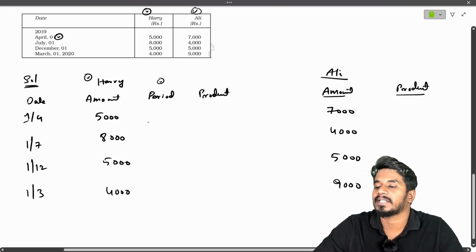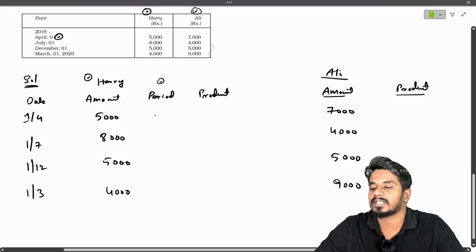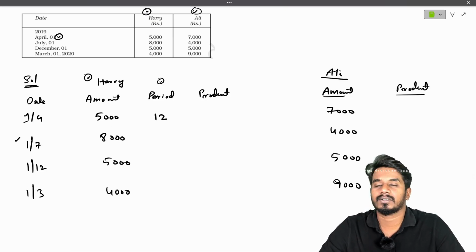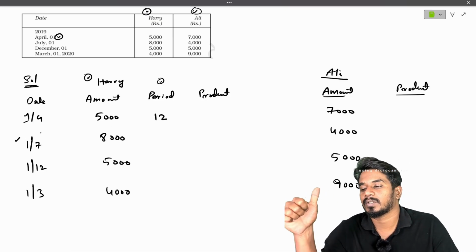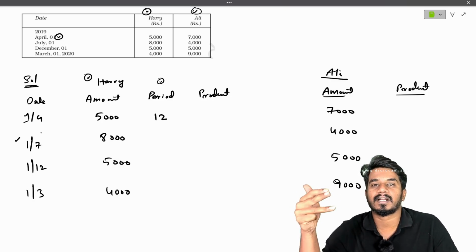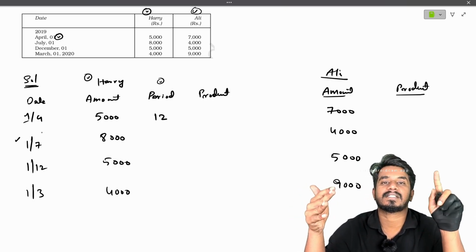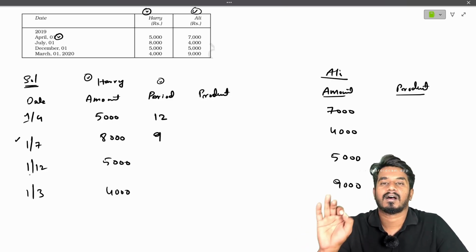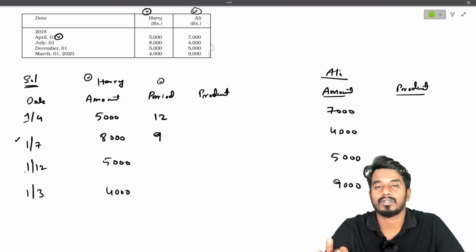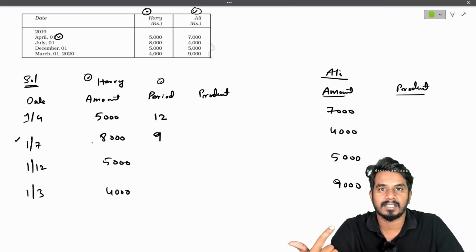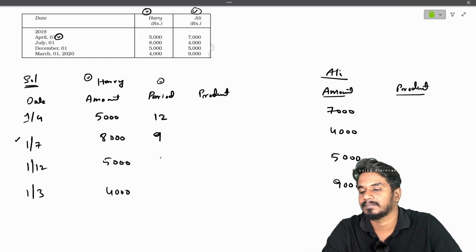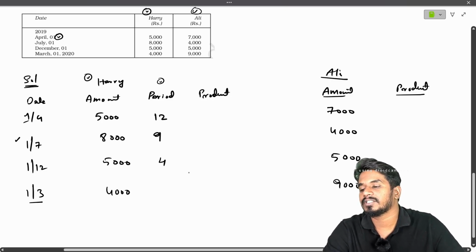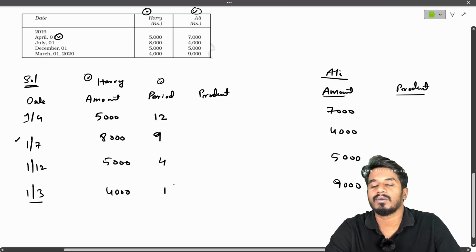So let us calculate the period. From 1st April to 31st March, it is 12 months. Fine. From 1st July to year end, that is 31st March: July, August, September, October, November, December, January, February, March. 9 months. From 1st December to year end, that is 31st March: December, January, February, March. 4 months are there. 1st March to 31st March, it is only 1 month.